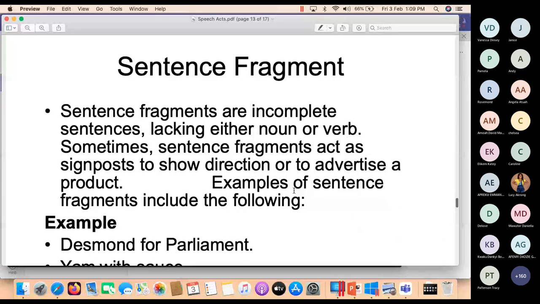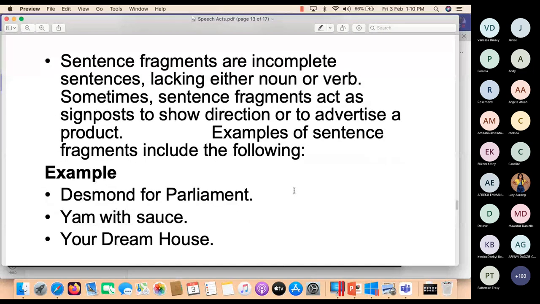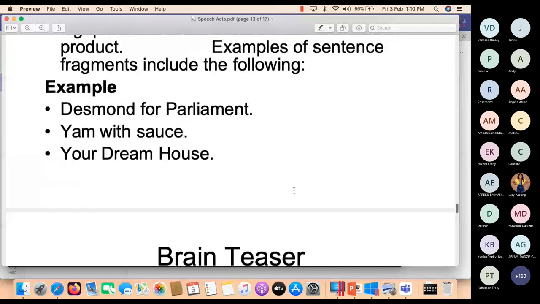Sentence fragments. Sentence fragments are incomplete sentences lacking either noun or verb. Sometimes sentence fragments act as signposts to show direction or advertise a product. Example, Desmond for Parliament. So you can see, sometimes sentence fragments act as campaign slogans. Desmond for Parliament is a campaign slogan, so it's a sentence fragment. Yam with sauce, you can see that in front of a restaurant. Your dream house. So these are sentence fragments.